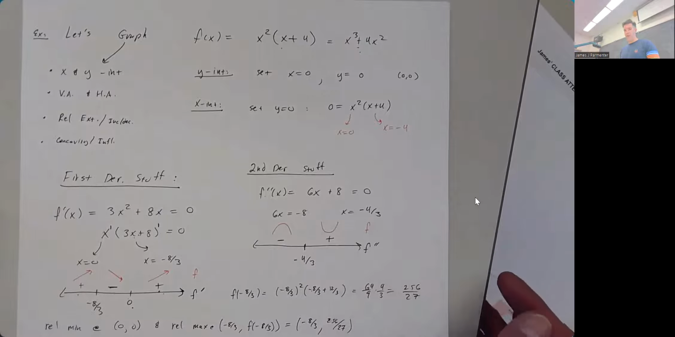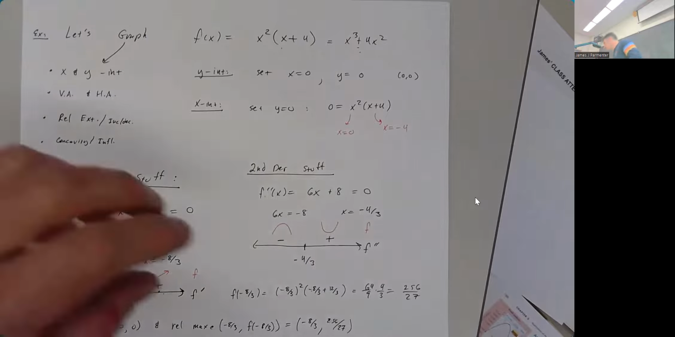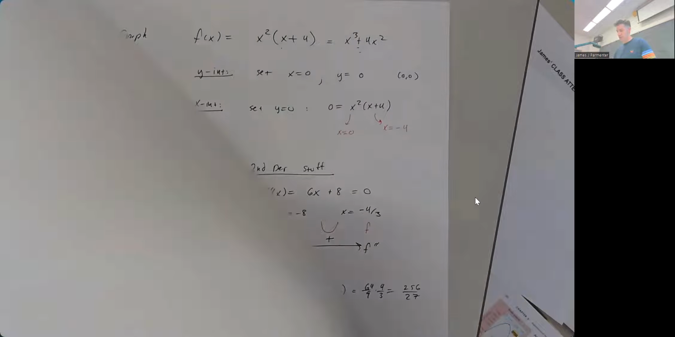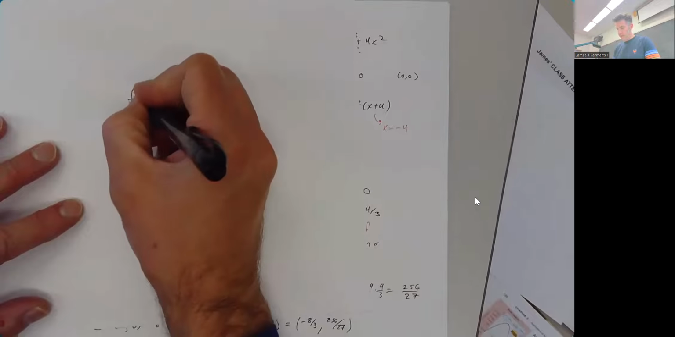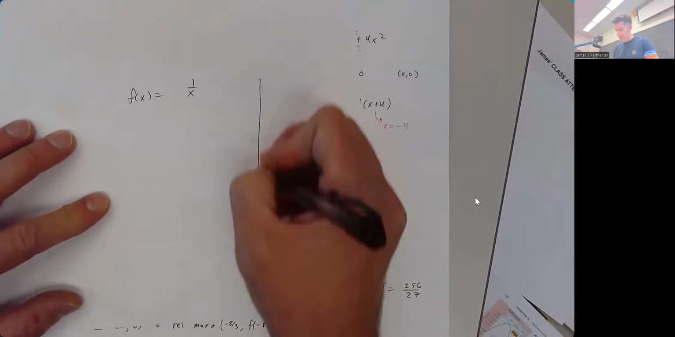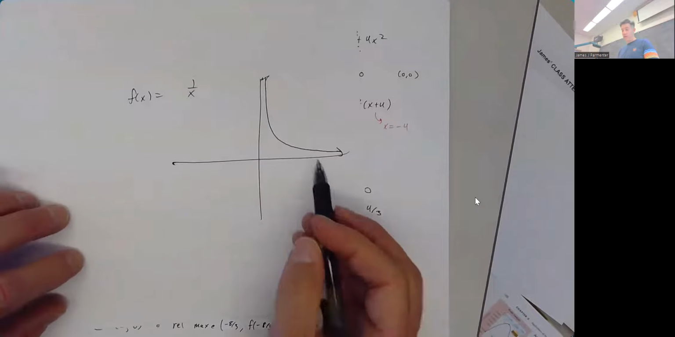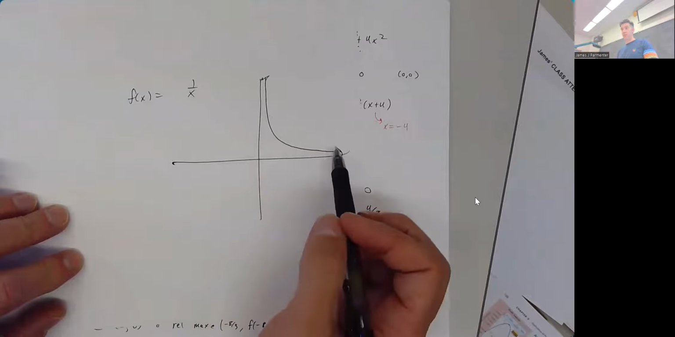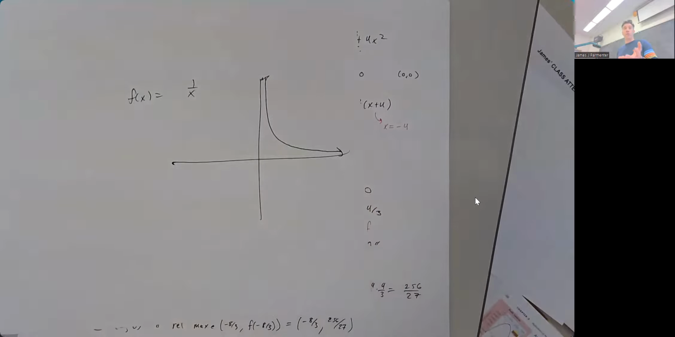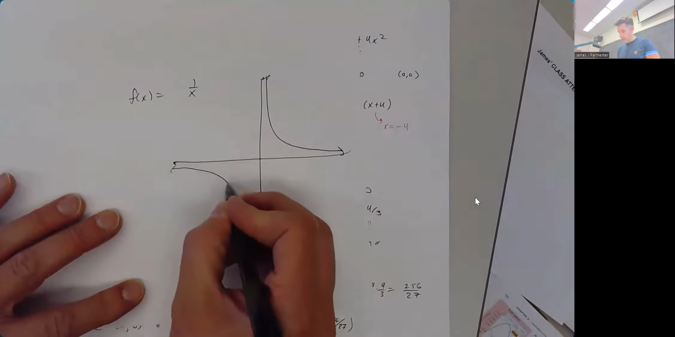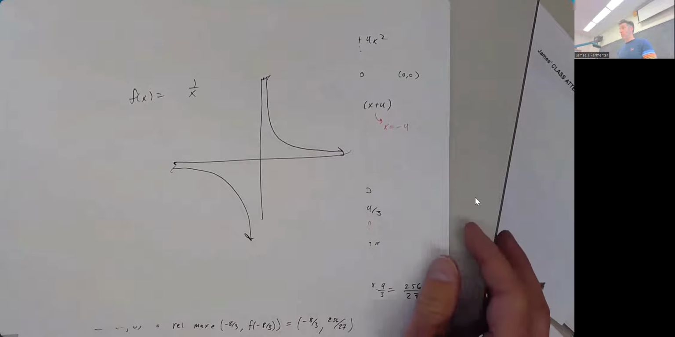But I will point out, your concave up or your concave down might not look parabola-like. It will for this example, but there are lots of other functions. For example, this is a quick example: f of x equal to 1/x. This function here is concave up in this interval because it's still opening upwards. And over here, it's concave down because it's opening downwards.